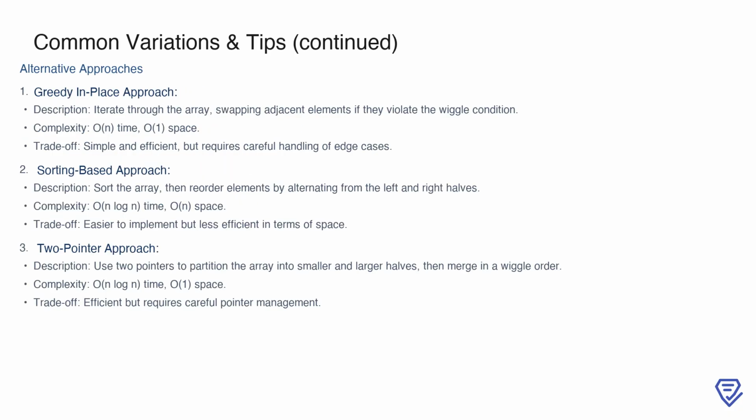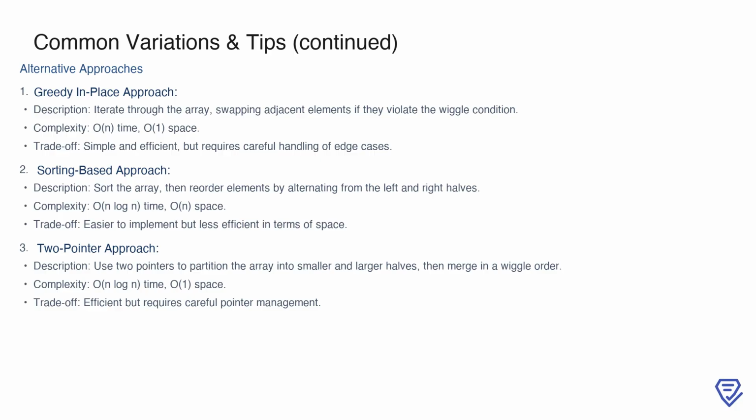There are several alternative approaches you can consider for solving wiggle sort 2, each with its own trade-offs. The greedy in-place approach is one of the simplest and most efficient methods. Here, you iterate through the array and swap adjacent elements if they violate the wiggle condition. This method operates in O(n) time with O(1) space, but it requires careful attention to edge cases to work correctly.